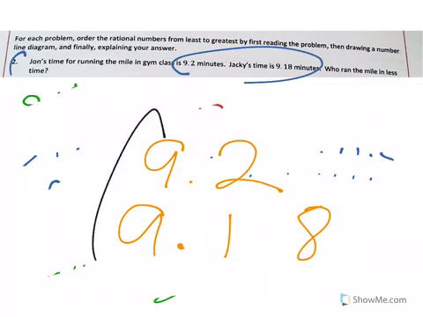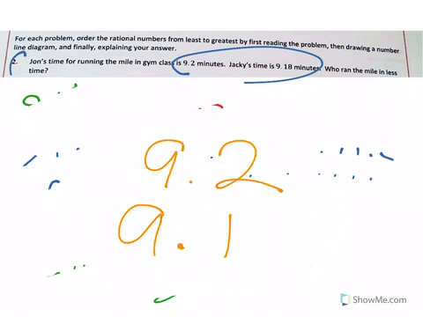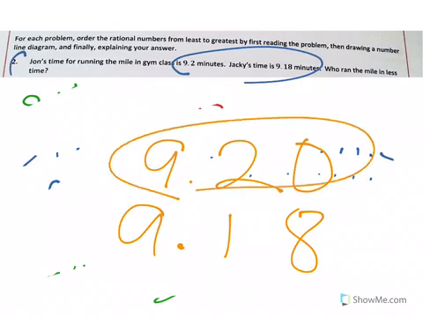I've lined up, you'll see, the ones place, the decimal, the tenths place, and the hundredths place. Now you may notice that John's time doesn't have a hundredths place. If that's the case, we have 9.2. We don't have a hundredths place, so we can fill that in. I keep doing that as 0. And so 9.20, 9.18, right?